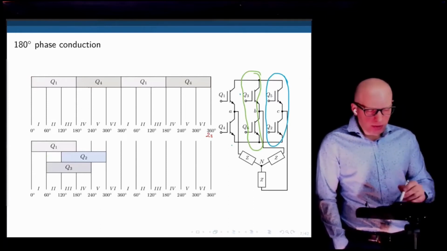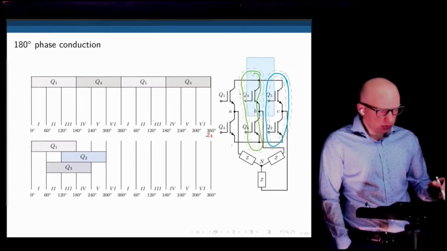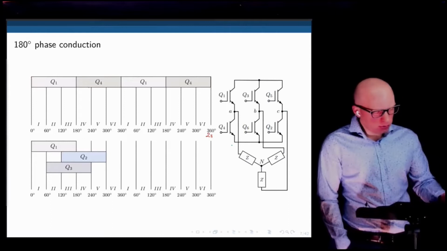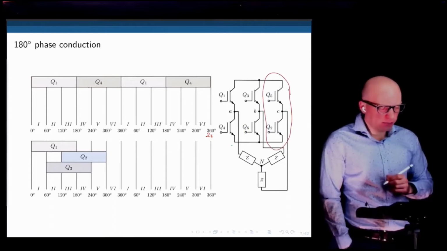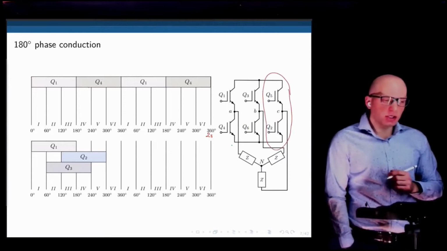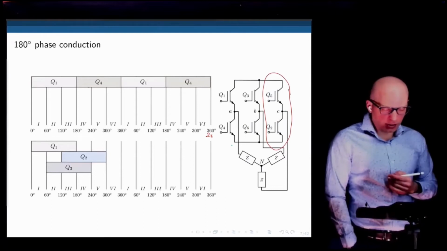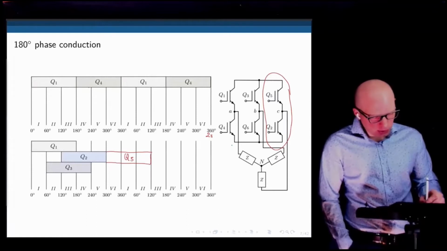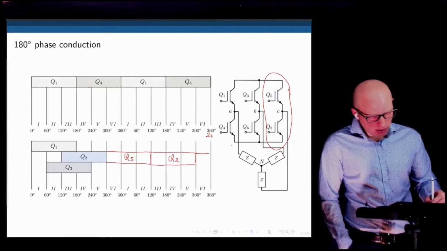And now we're going to repeat the same process. We are dealing at this point with this leg here, Q5 and Q2. So let's start with Q2. Q2 conducts for 60 degrees, and then it's turned off. And then we have Q5 conducting. Then Q5 turns off, and we go back to Q2 and back to Q5.